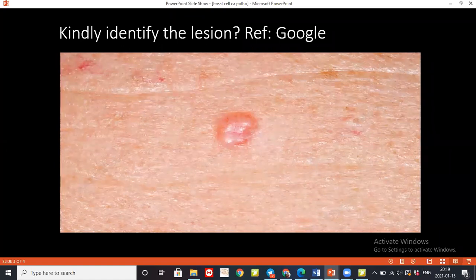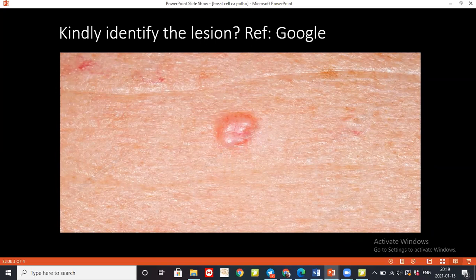So my provisional diagnosis would be, first, I would think of basal cell carcinoma. Then I will also think of squamous cell carcinoma, possibly malignant melanoma because of the location also. Then I will also think of actinic keratosis and seborrheic keratosis. Can you tell me what is the mode of spread of basal cell carcinoma?